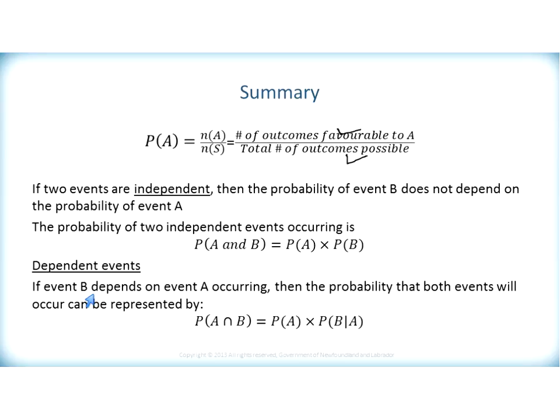Yet for dependent events, if the event B depends on event A occurring, then the probability that both events will occur can be represented by the probability of A and B, which equals the probability of A multiplied by the probability of B given A already happened, or the probability of B given A.